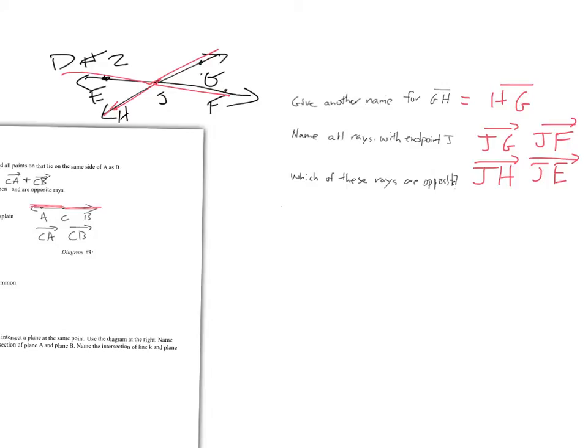And then my last question, which of these rays are opposite rays? So my rays that are opposite would be, and you can put this in a different order, I'm going to say ray JF is opposite to my ray JE. So JF and JE are opposites, and then ray JG and ray JH are opposite.